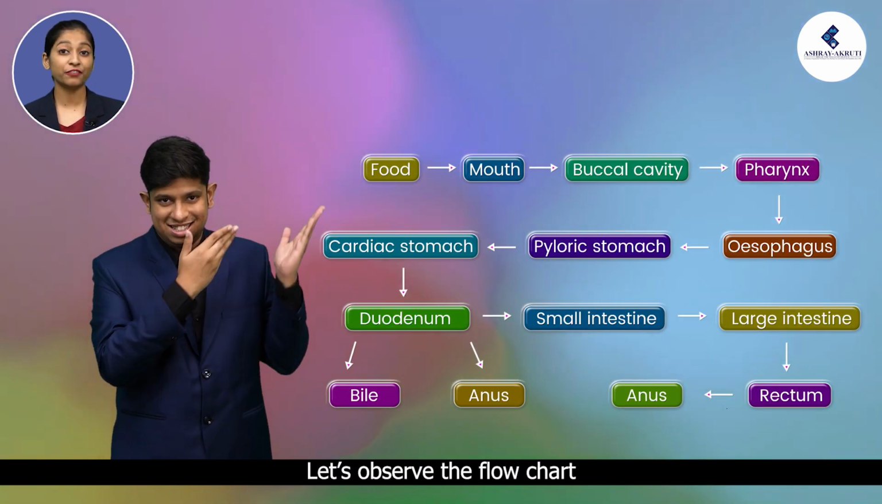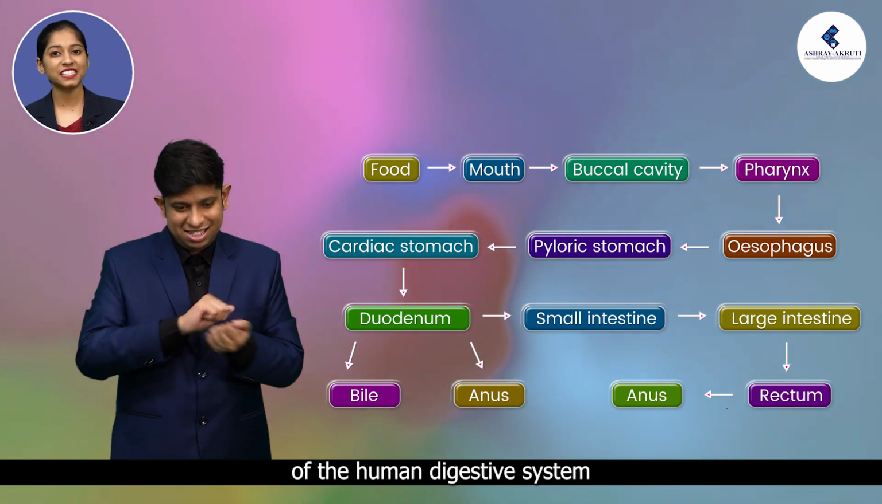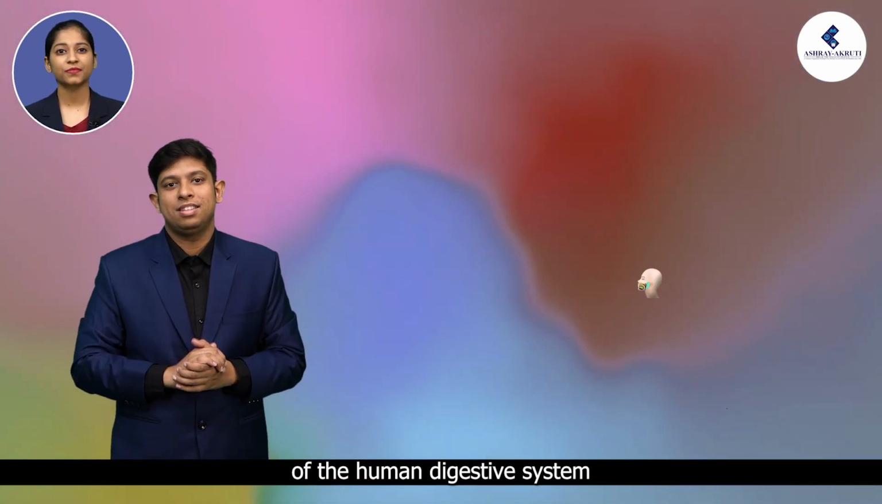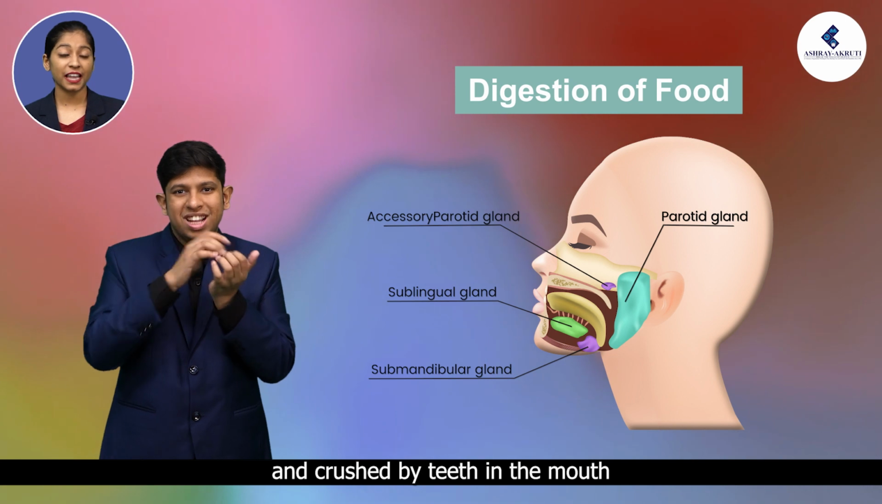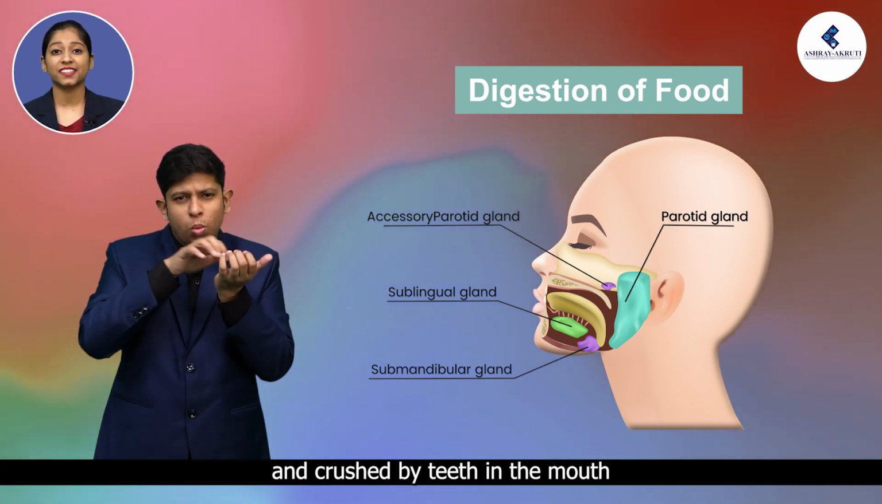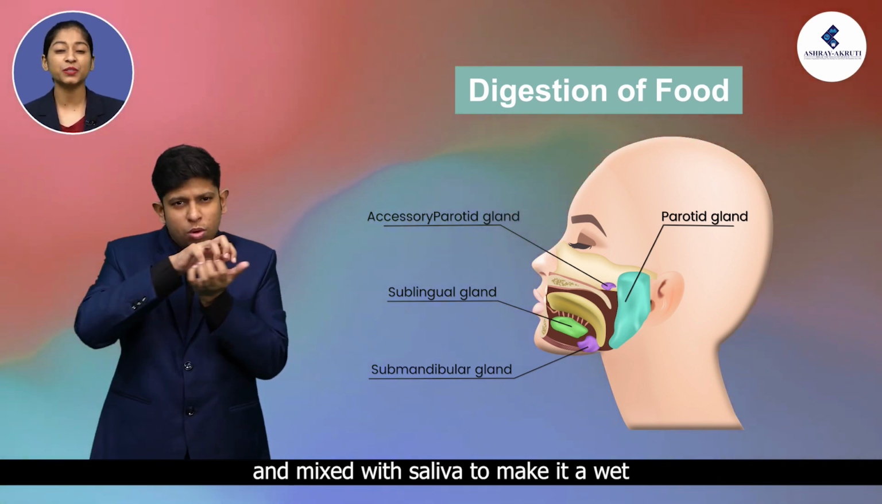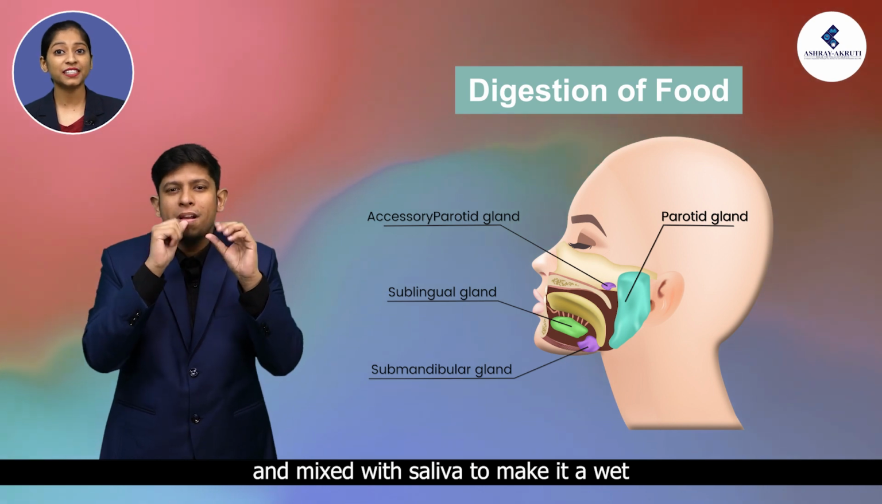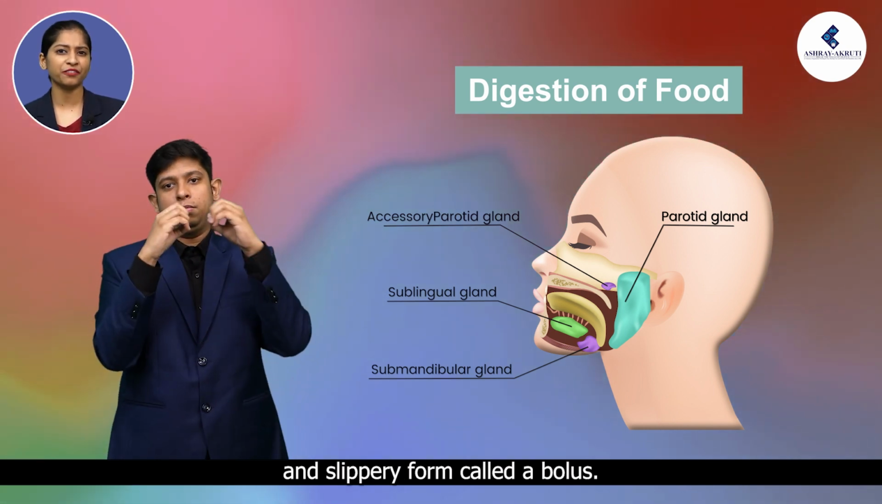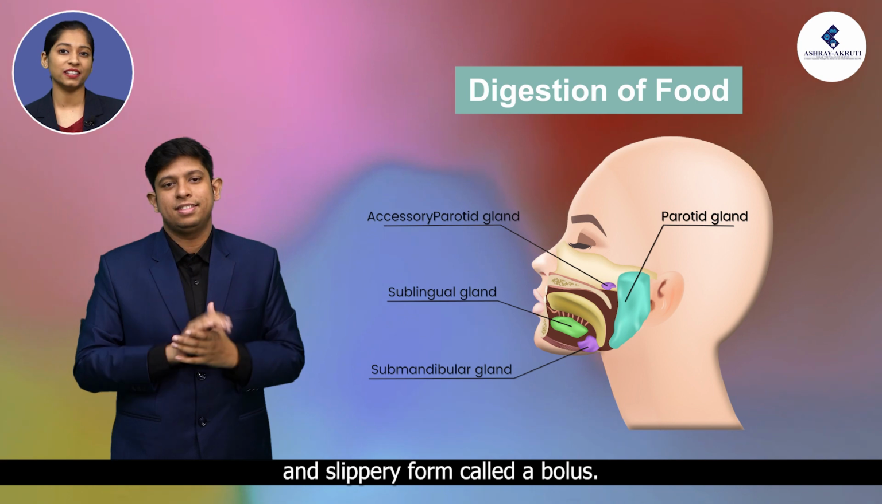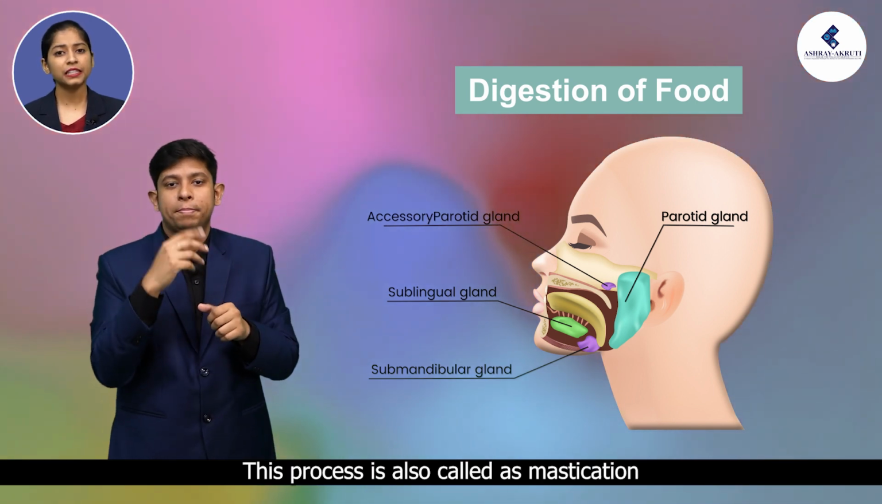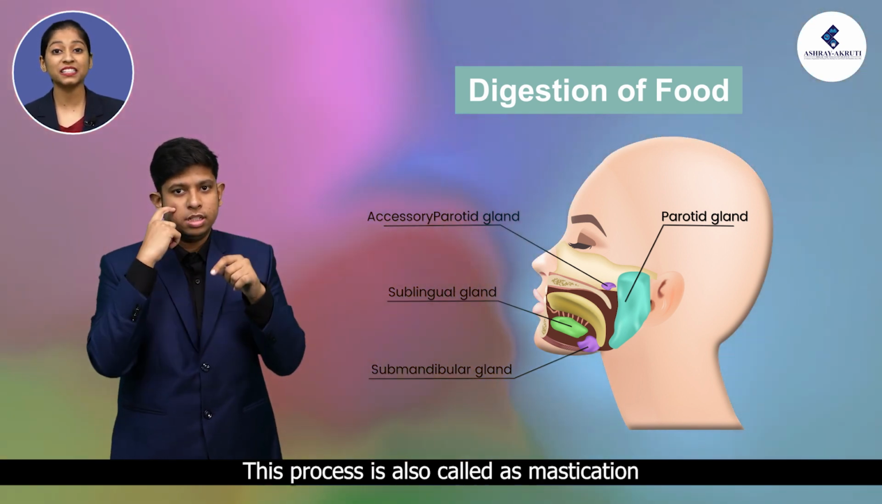Let's observe the flow chart of the human digestive system. Food is cut and crushed by teeth in the mouth and mixed with saliva to make it a wet and slippery form called a bolus. This process is also called mastication.